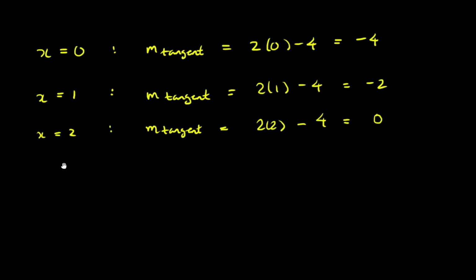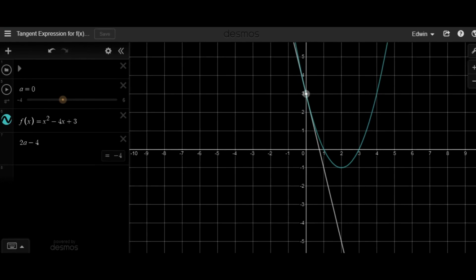And one more x value. I think you probably have the idea at this point, but let's try x equals 3. Our slope of our tangent is going to be 2 times 3 minus 4, which is 2. So let's go check with Desmos, or use your TI Nspire, whichever you prefer. I'm going to use Desmos. And we'll input those 4 x values, and we'll just see that, yeah, our tangent slopes are minus 4, minus 2, 0, and 2.